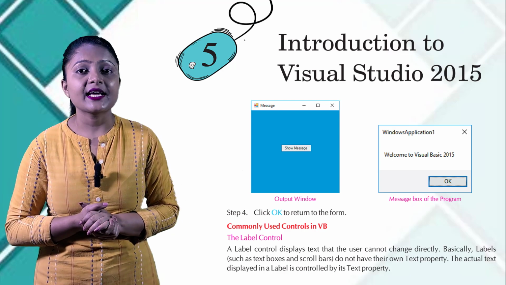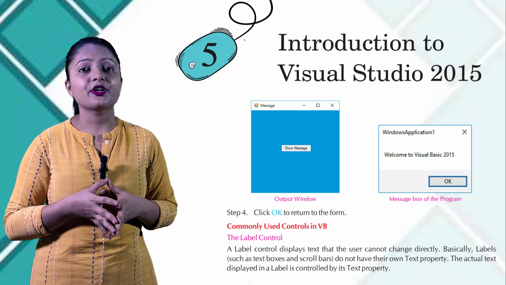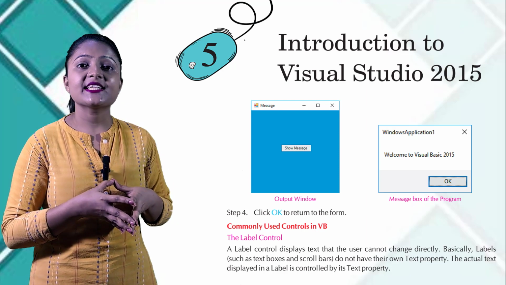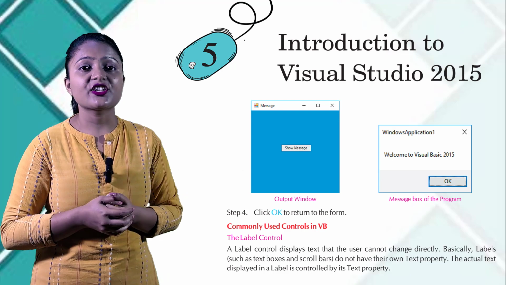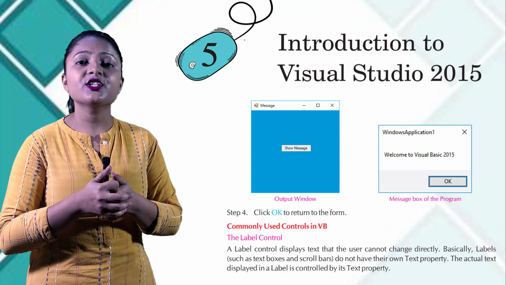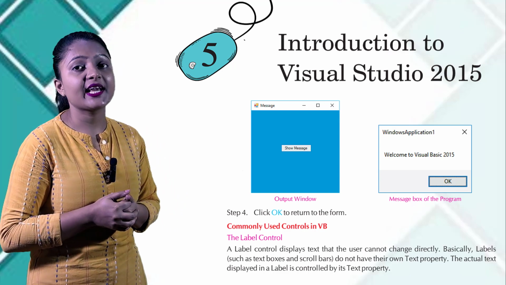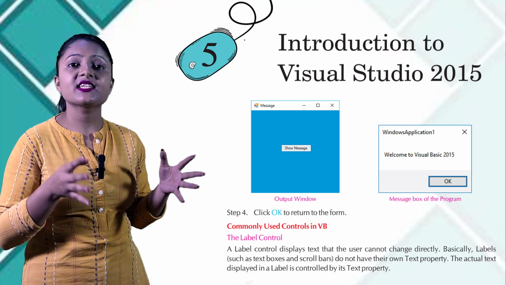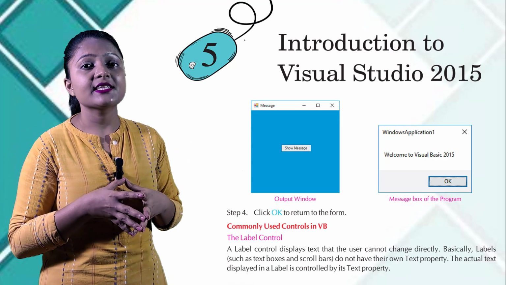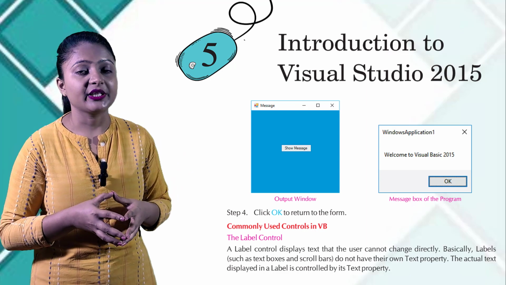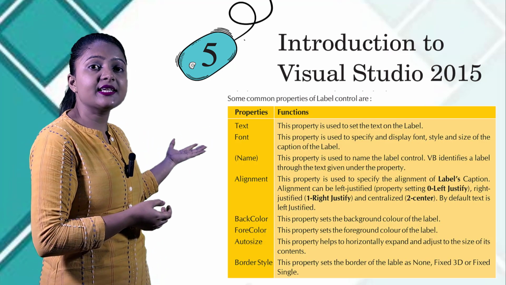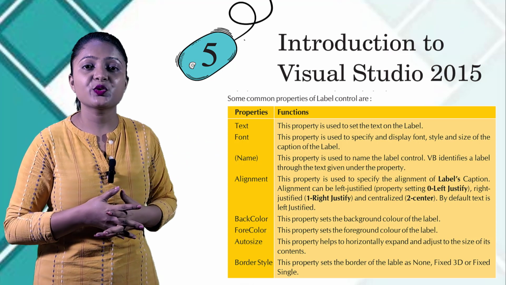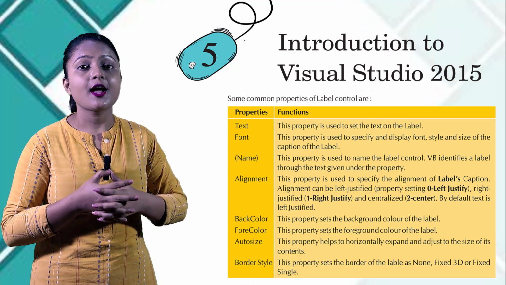Commonly used controls in VB. The Label control. The Label control displays text that the user cannot change directly. Basically, labels, unlike text boxes and scroll bars, do not have their own text property. The actual text displayed in a label is controlled by its Text property. Some common properties of the Label control are: Text. This property is used to set the text on the label. Font.